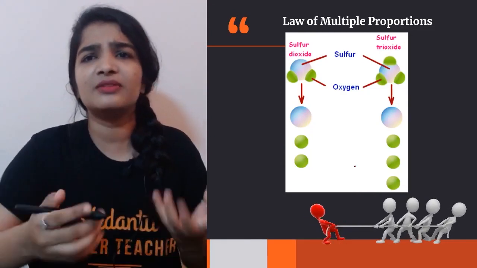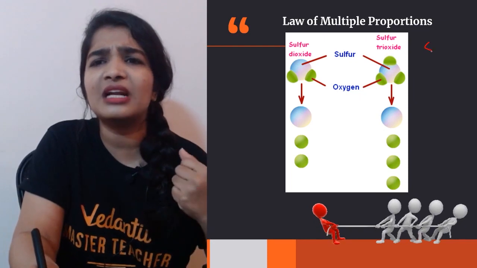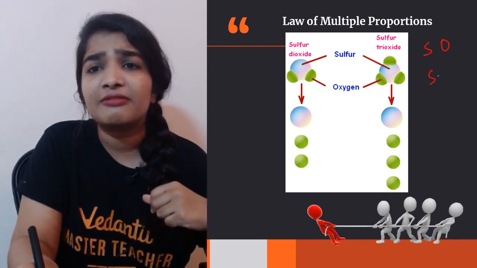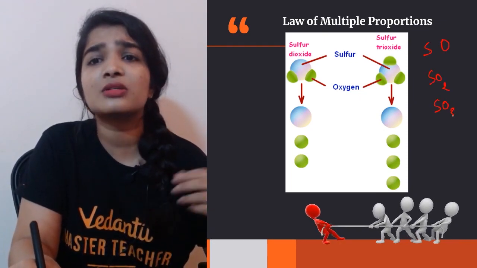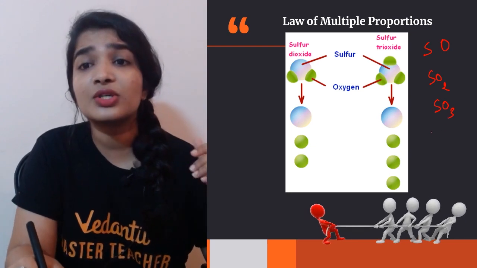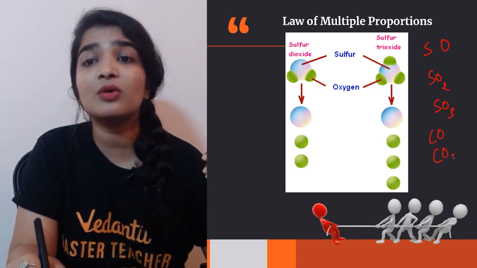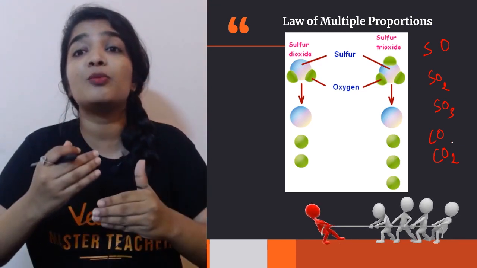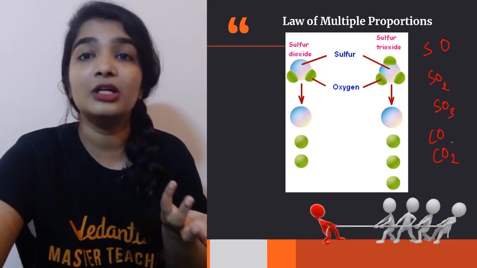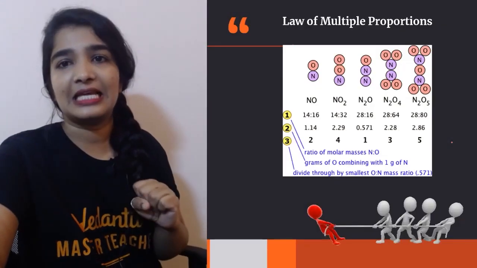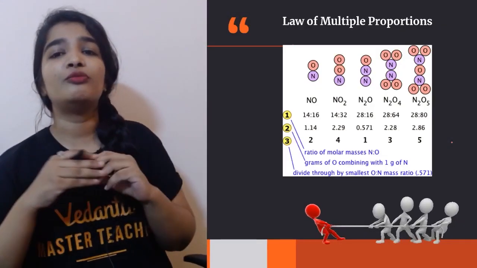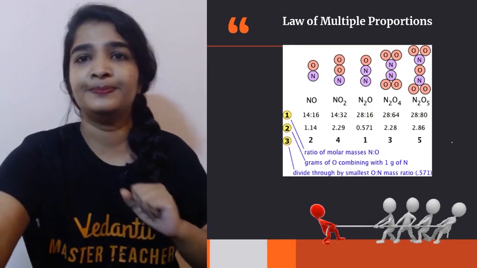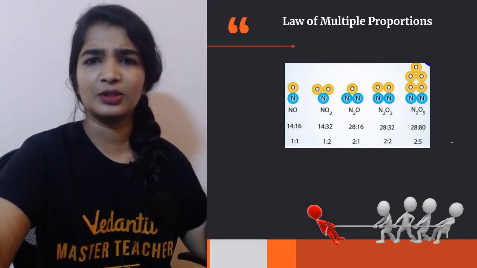So you must have observed this. Same elements: you take sulfur and oxygen, sulfur dioxide, sulfur trioxide; carbon and oxygen, carbon monoxide, carbon dioxide. So the same elements will combine in different proportion to give you different compounds. Okay? Yes. So that is the law of multiple proportion. I really hope it's clear.